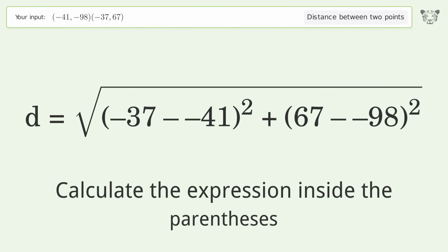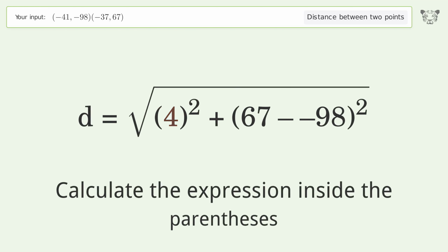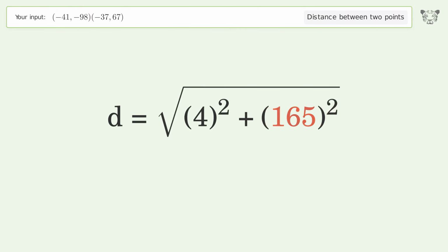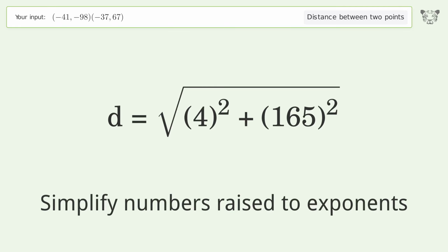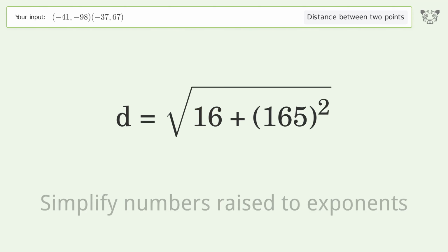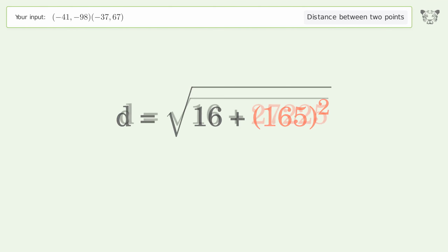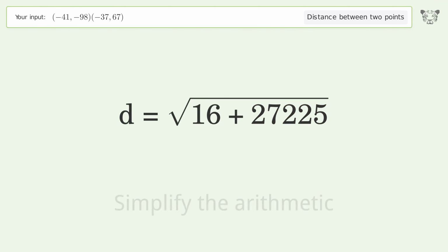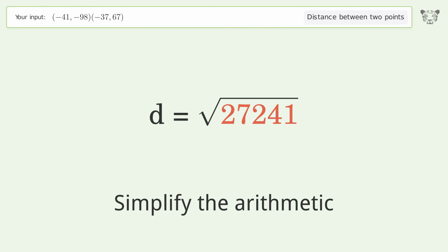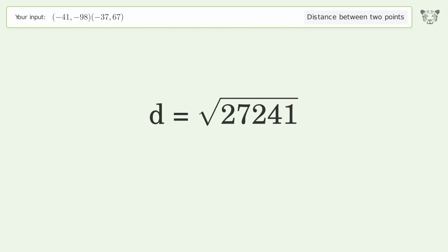Calculate the expression inside the parentheses. Simplify numbers raised to exponents. Simplify the arithmetic. And so the distance between the 2 points is the square root of 27,241, or 165.048.